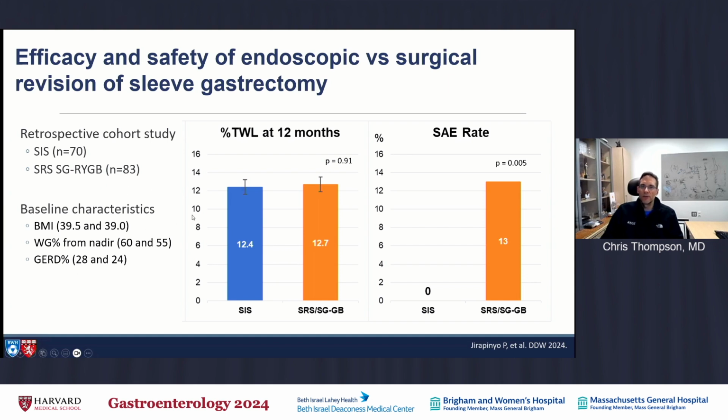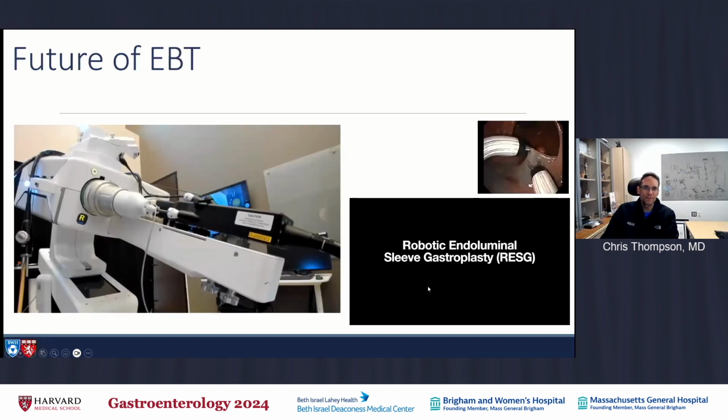Baseline characteristics were similar. And you can see here the weight loss at 12 months was very similar between our endoscopic group and the surgical group. There's no substantial difference, but the SAE rate again is where endoscopy shines, with 13% very serious complications in the surgical group and no complications in the endoscopic group.